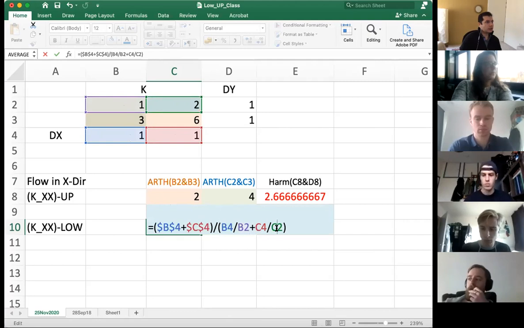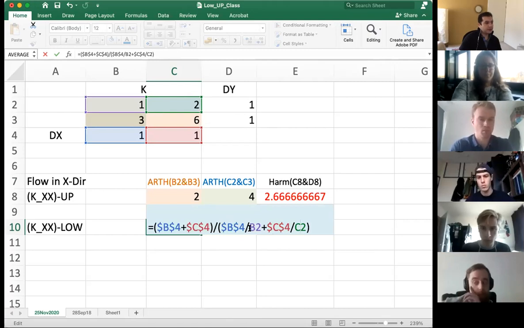Oh, I'm sorry. What? The length of the first one divided by permeability one, plus the length of the second one, which is C4. I'm sorry, it is C2. No, that's true, that's true. This is true. That's my harmonic average.